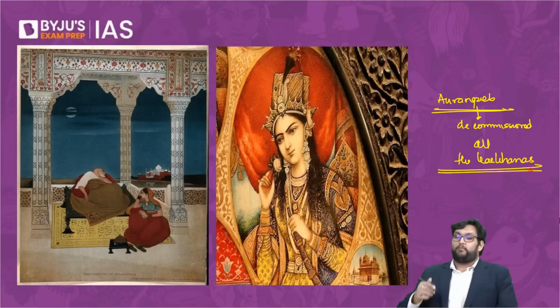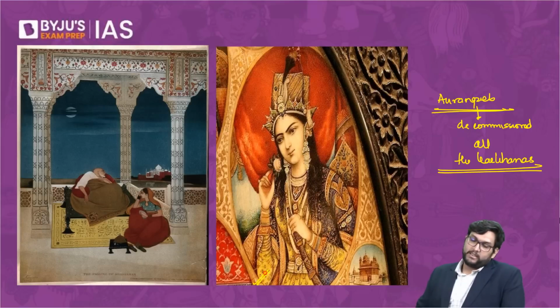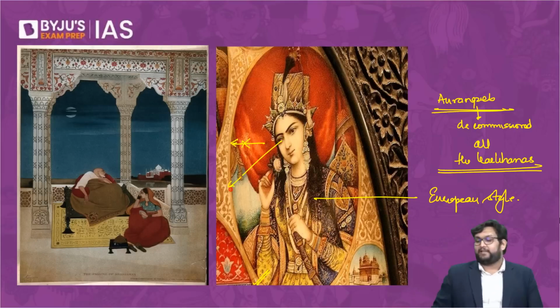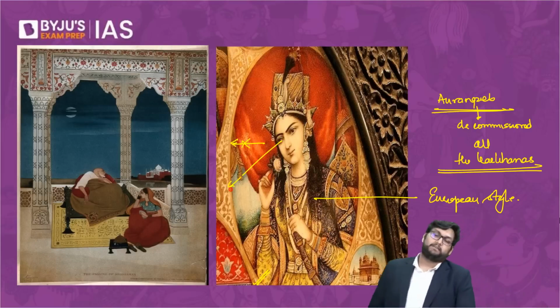But by the time we come to this, this is Rabia al-Durani, which is the wife of Aurangzeb. Now they have actually taken up proper European style. Because now she's not looking here, she's looking outwards. This is a very standard European thing in that regard.